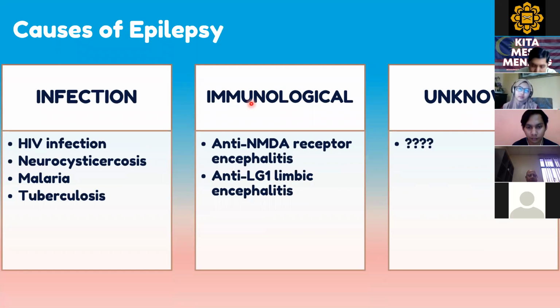And then for immunological, it is secondary to immune-mediated central nervous system inflammation. If we know that the patient has epilepsy due to this, the first line treatment is steroid and intravenous immunoglobulin. For unknown, because we don't know the disorder, we classify it as unknown.